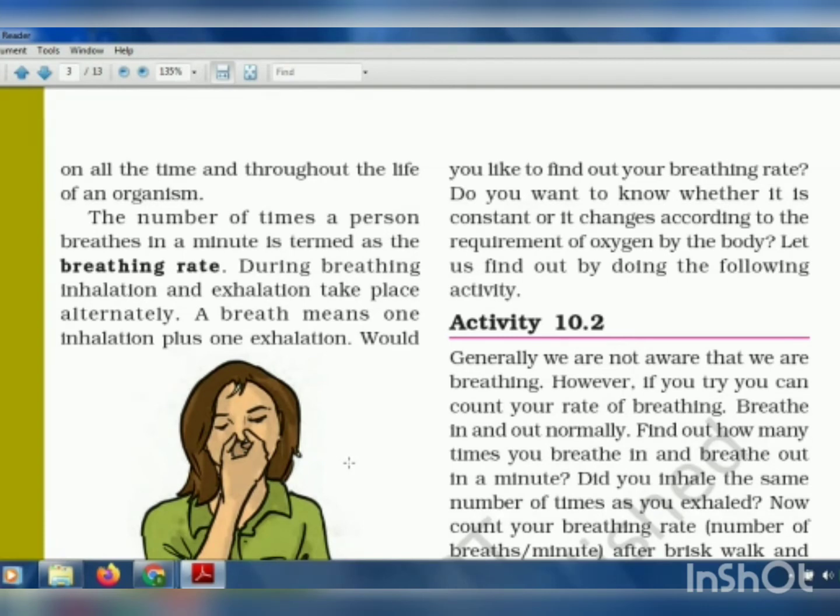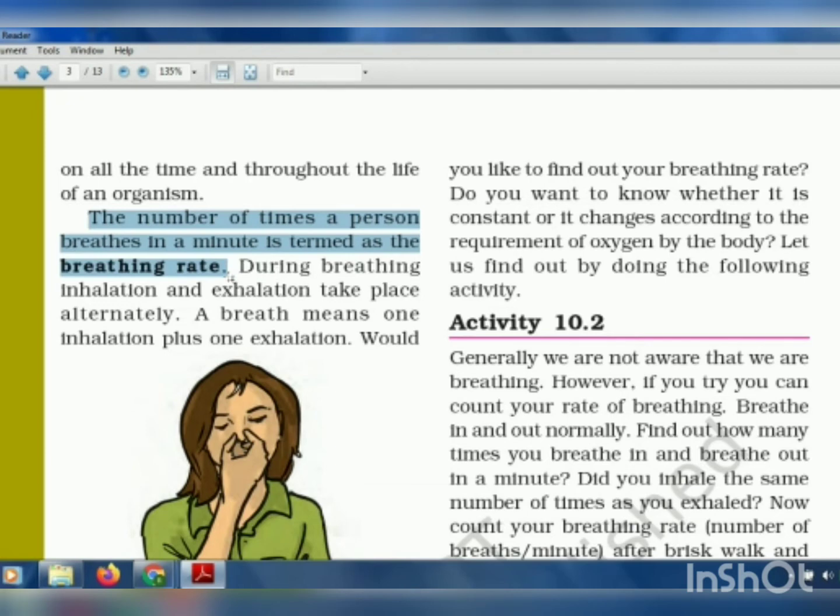If we want to know how many times we breathe in a minute, meaning how many times we exhale and inhale in one minute: one exhale and one inhale means a breath. Here it is written: a breath means one inhale plus one exhale. So how many breaths we take in one minute is called our breathing rate. What is breathing rate? The number of times a person breathes in a minute is termed the breathing rate.